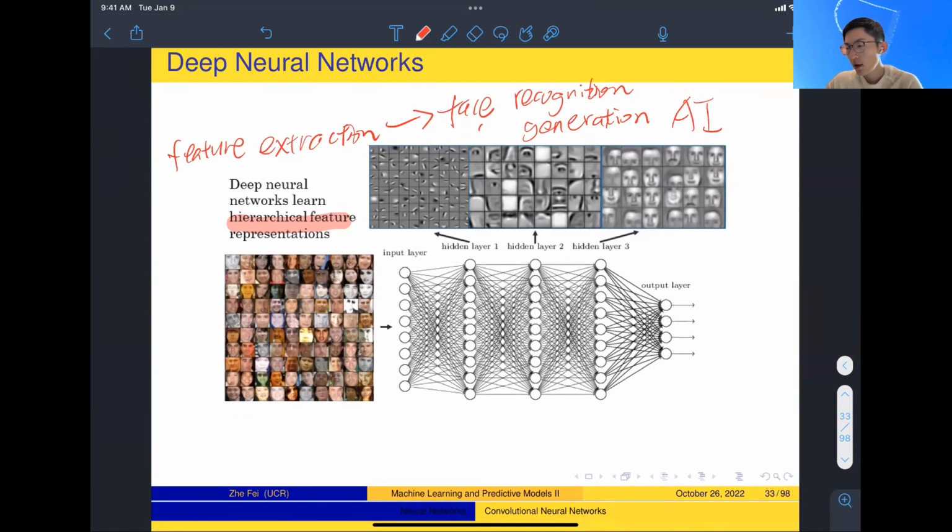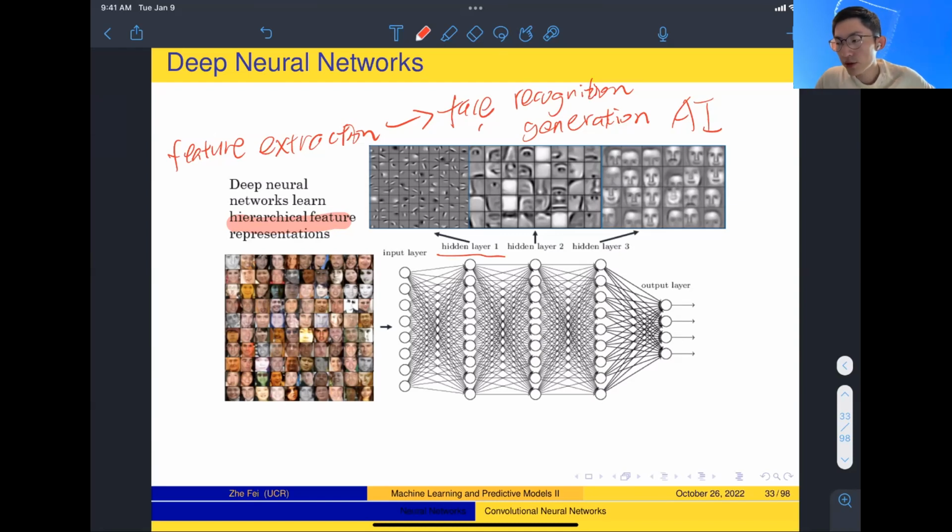So the idea is that with multiple hidden layers, essentially we want to extract those features at different levels. For example, in hidden layer 1, you actually extract the features at a very abstract level. You couldn't really tell, for the hidden layer 1 representation, you might only tell which part of the face they are from, but it's hard for you to describe these neurons.